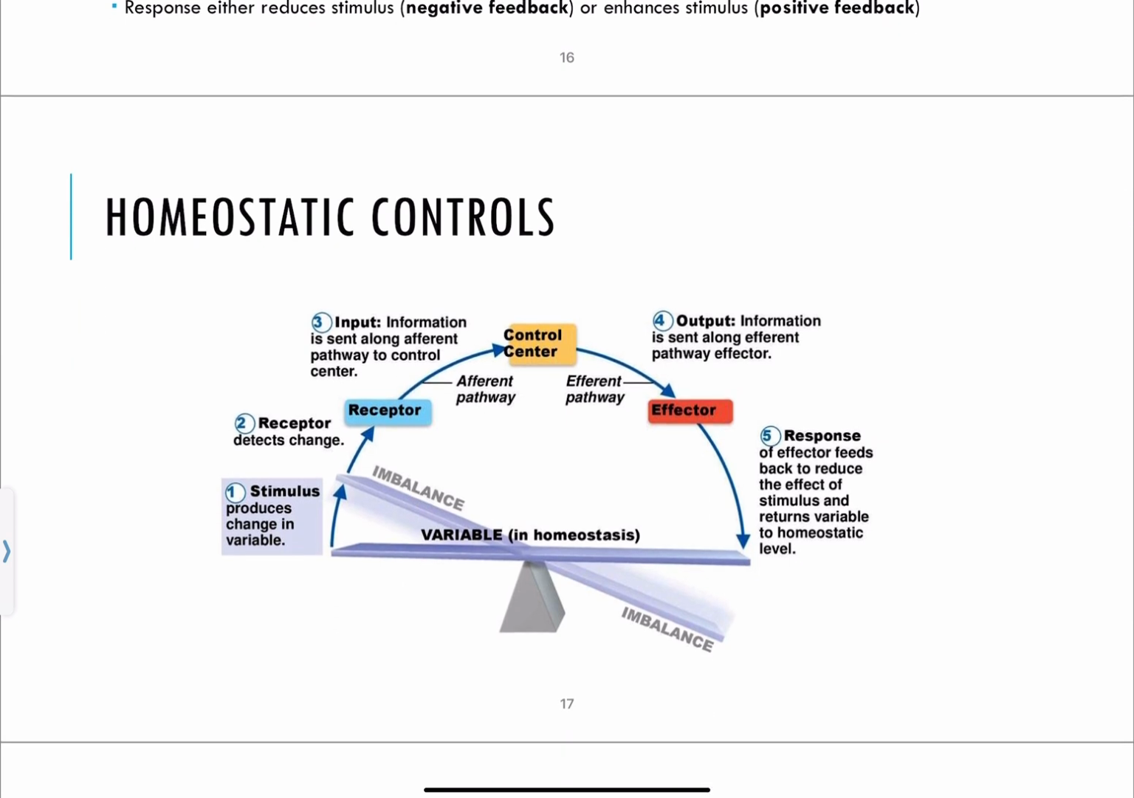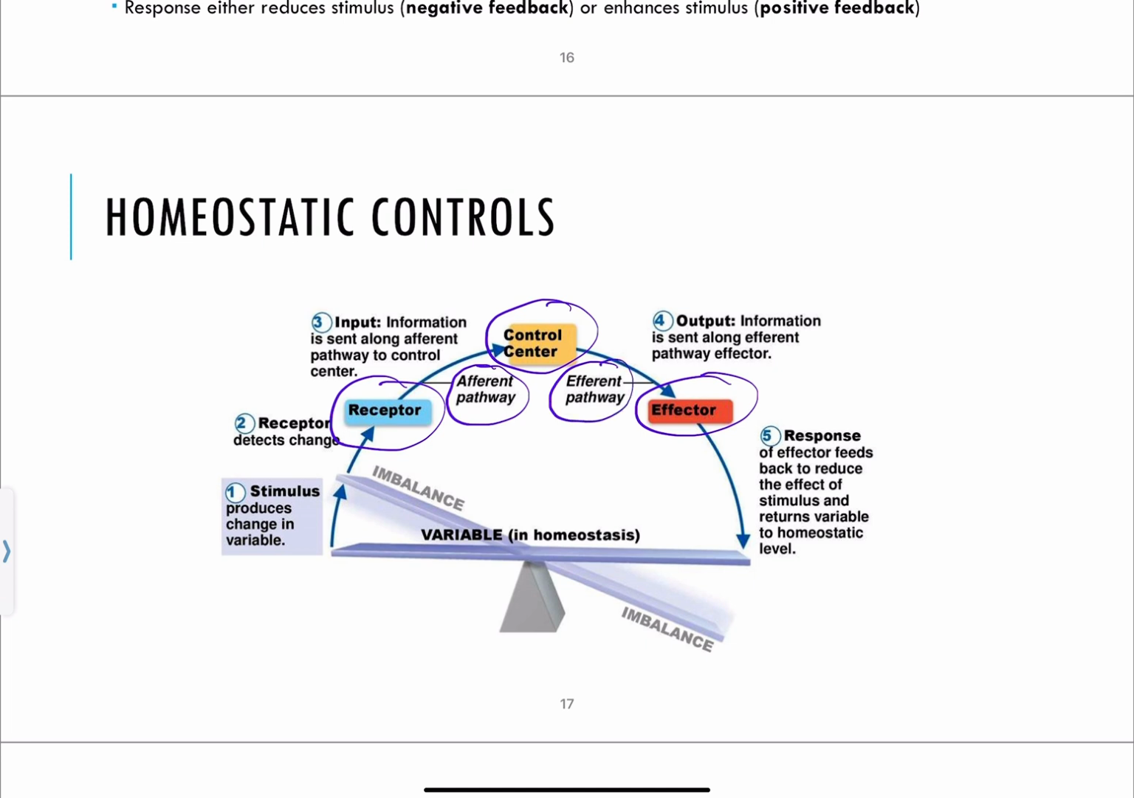So this right here is showing you the 3 components for homeostatic controls. We have our receptor, our control center, and our effector. I told you previously that the receptor sends information along an afferent pathway to the control center, and then our control center sends information out an efferent pathway towards the effector.